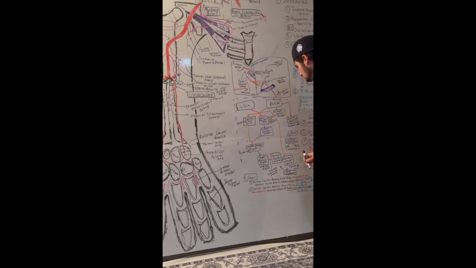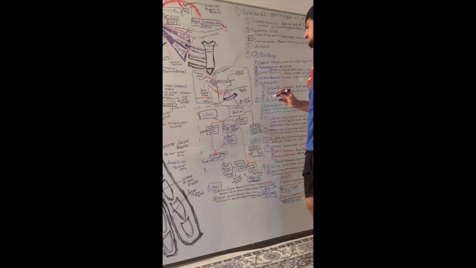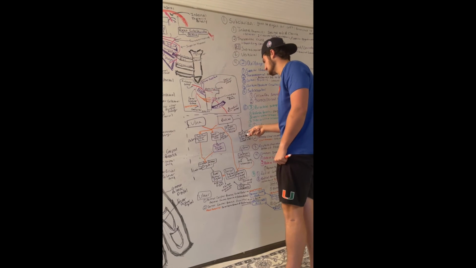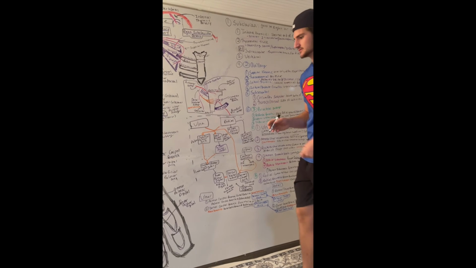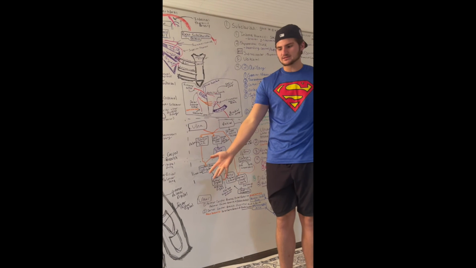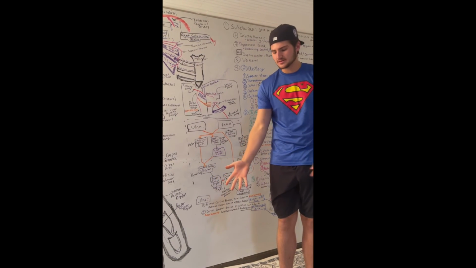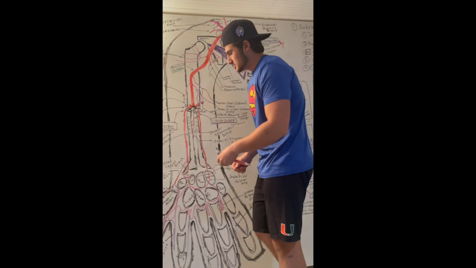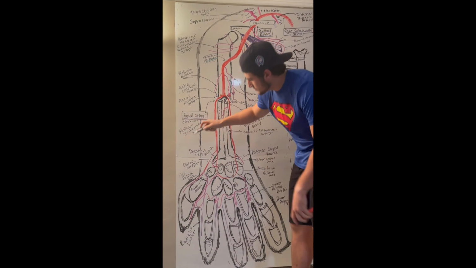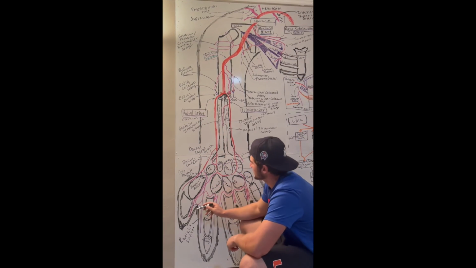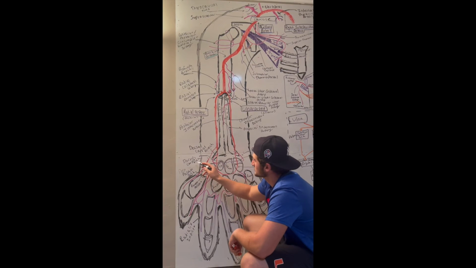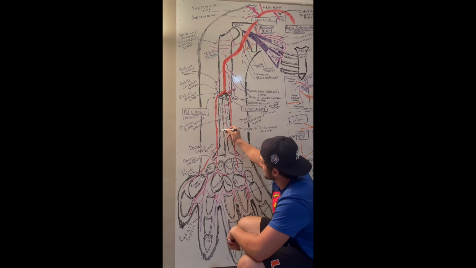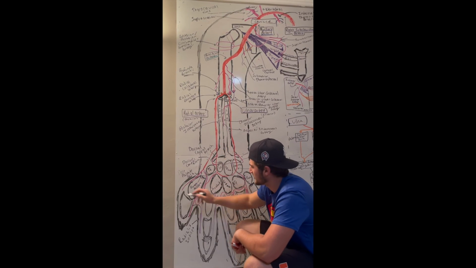Okay, so the radial, we also said, makes the princeps pollicis, which is for the thumb, and it also makes the radialis indicis, which is for the index finger. But we said index finger was medial, so which side is it going to be on? It's only going to send blood to the lateral side of the index finger. Now, here we have the princeps pollicis. It's coming off of the dorsal carpal arch, so it's going to send blood down. It's going to come off of the radial artery, and it's going to send blood to the thumb.